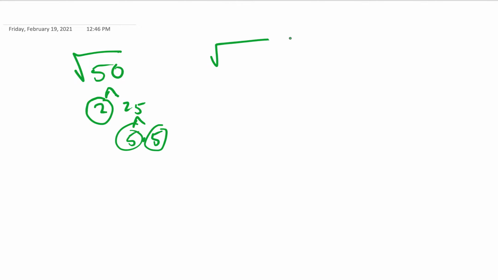So what happens when we get the square root of 50? We start to break it down, we get 2 times 25, I'm done using that one, and then 5 times 5, I'm done breaking down those ones. So the square root of 50 is really 2 times 5 times 5. Write it down.